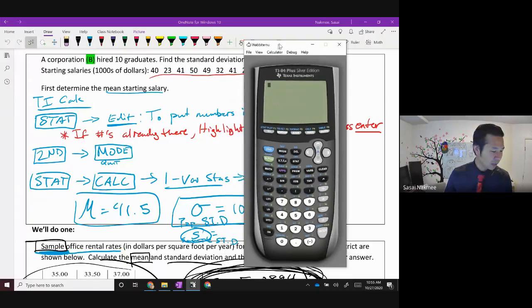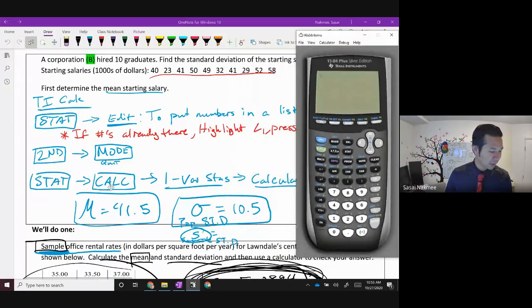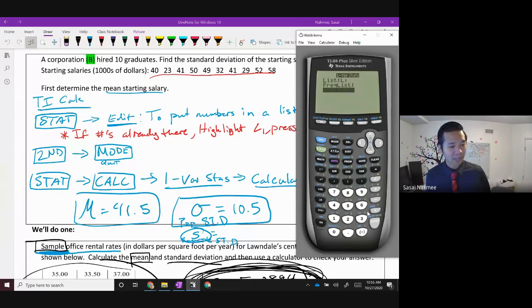We're going to go on the screen here and then follow the directions to calculate the next part, which is the stat button right here. And then this time we're going to go not to edit because the numbers are already in the list. We're going to go over to the right, over to calculate. It's the very first one, 1-Var Stats, and make sure it is on L1 where I typed my numbers into the list, and I go down to calculate and press enter.